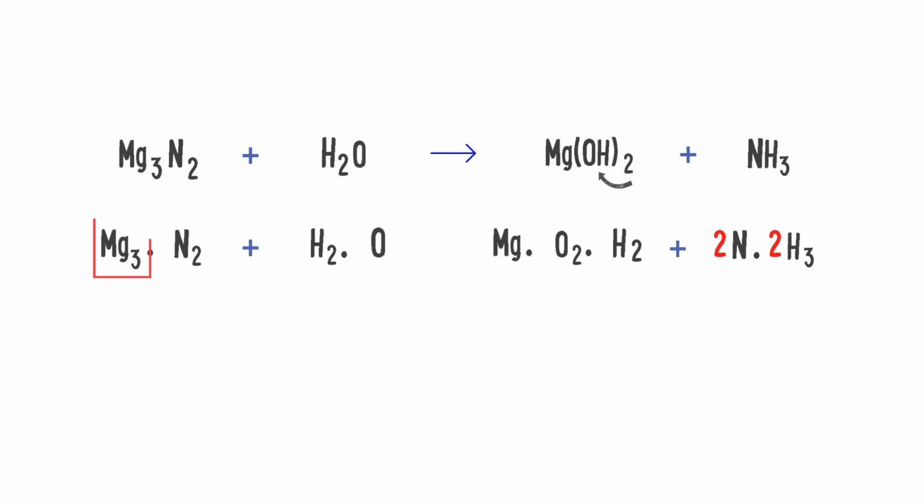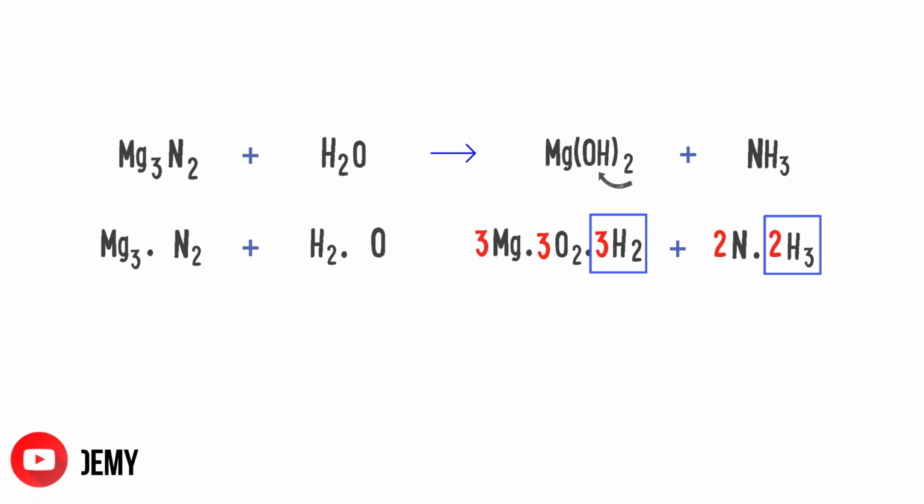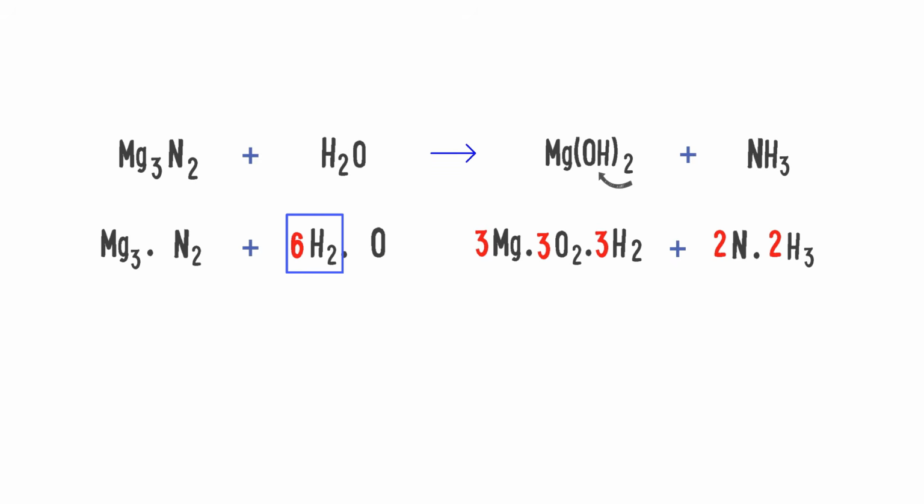Secondly, there are 3 magnesium while there is 1 magnesium. So multiply this magnesium by 3. Also multiply this oxygen by 3 and this hydrogen by 3. Now 3 into 2 is equal to 6 and 2 into 3 is equal to 6. So there are 12 hydrogen atoms in the product. Now multiply this H2 by 6. H into 2 is equal to 12. So there are also 12 hydrogen atoms present in the reactants.